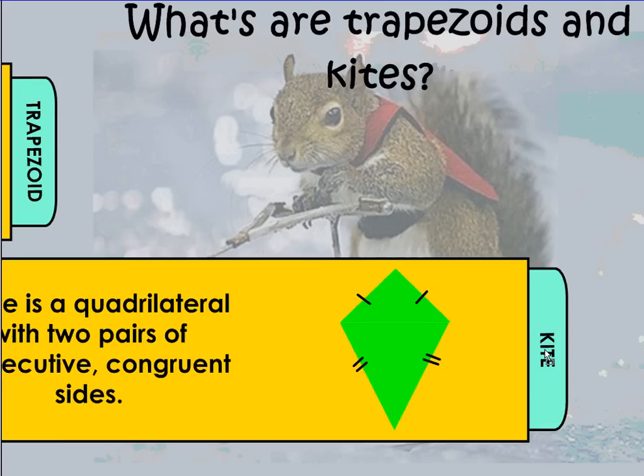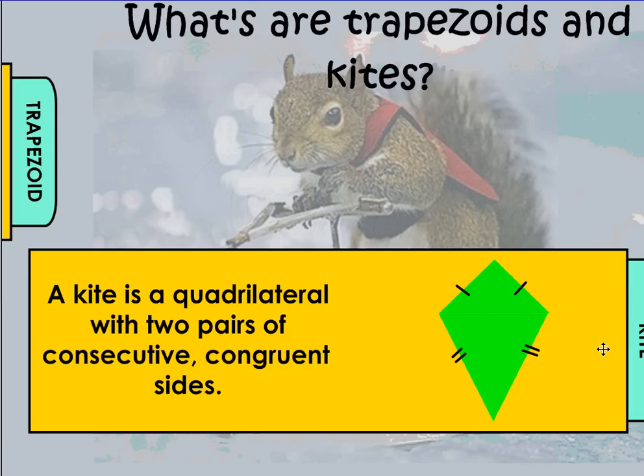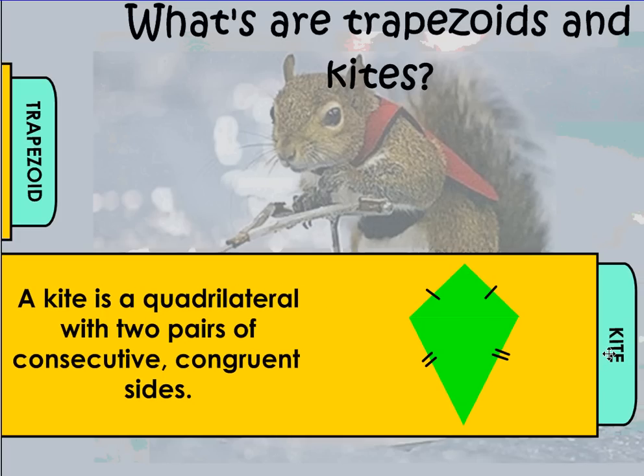A kite is a quadrilateral with two pairs of consecutive congruent sides, and a kite is not part of the parallelogram family either, nor is it part of the trapezoid family.